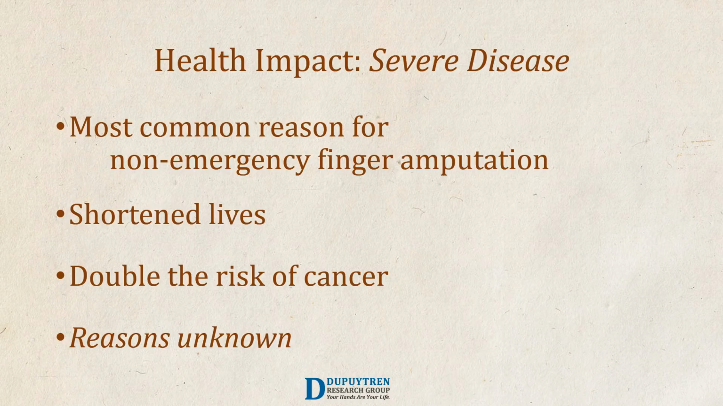Beyond that, Dupuytren affects overall health. People with bent fingers from Dupuytren disease have, on the average, a shorter life expectancy for a variety of reasons. They have an increased cancer risk with a variety of cancers, and the reasons for this are not known. But they point to the fact that Dupuytren is not just bent fingers, it's a systemic medical condition that affects many parts of people's biology.